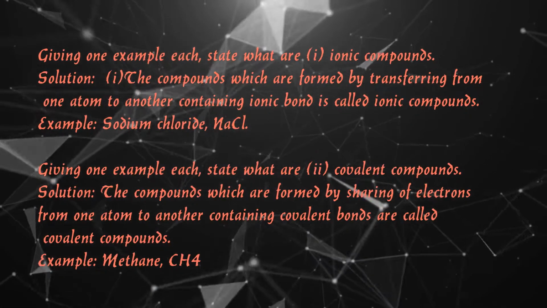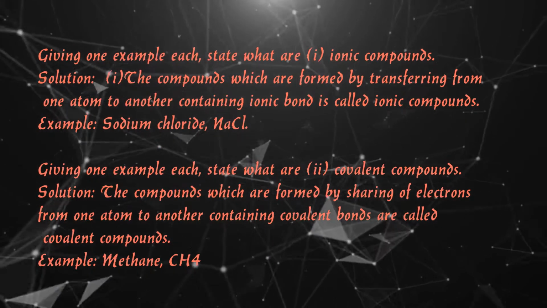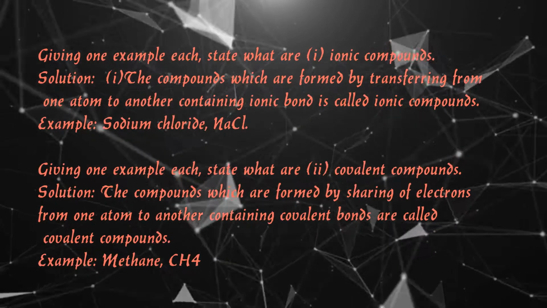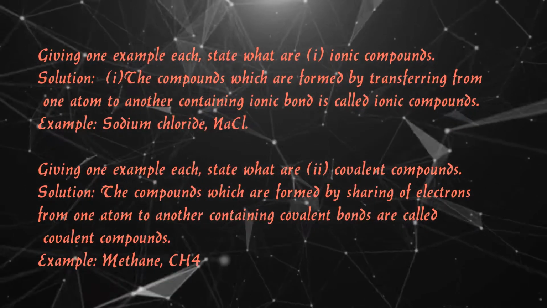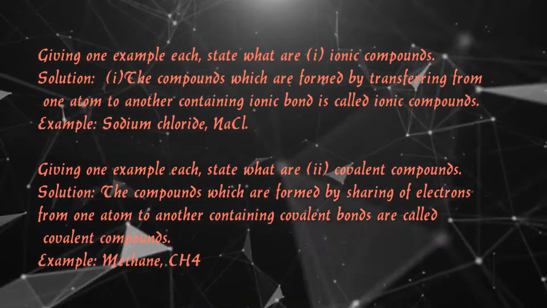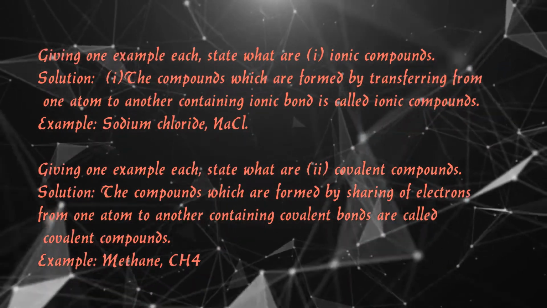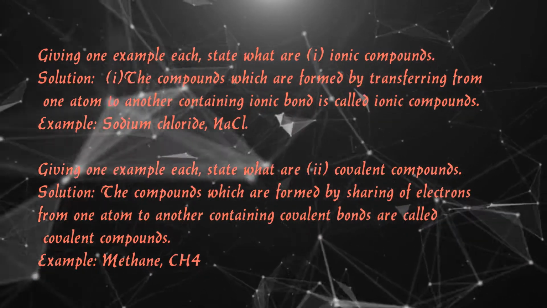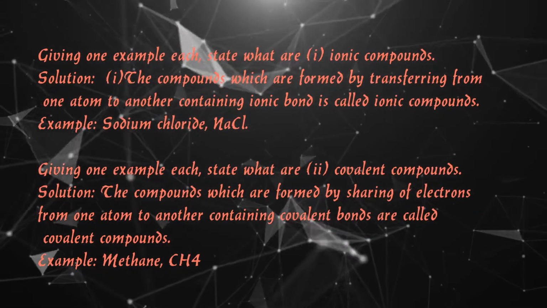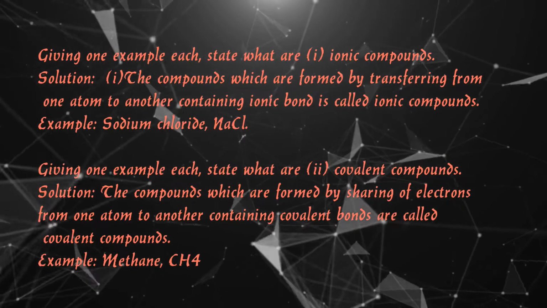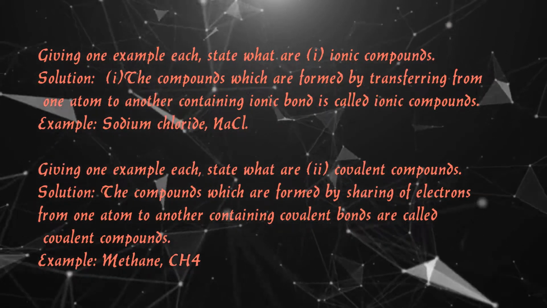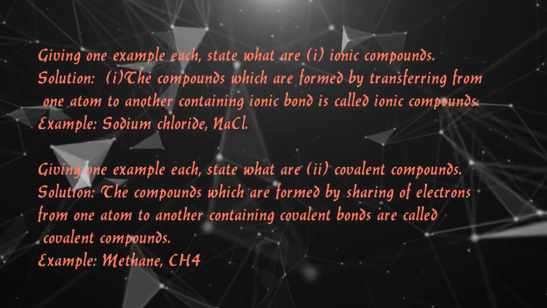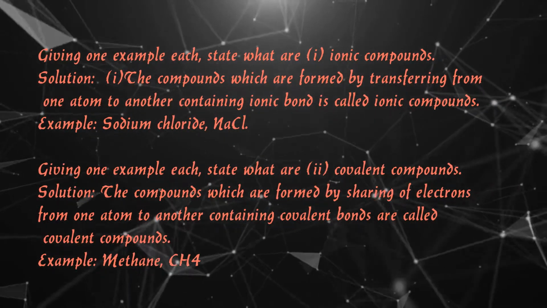Giving one example each, state what are 1. ionic compounds. Solution. The compounds which are formed by transfer of electrons from one atom to another, containing ionic bonds, are called ionic compounds. Example: sodium chloride. 2. Covalent compounds. Solution. The compounds which are formed by sharing of electrons between atoms, containing covalent bonds, are called covalent compounds. Example: methane, CH4.